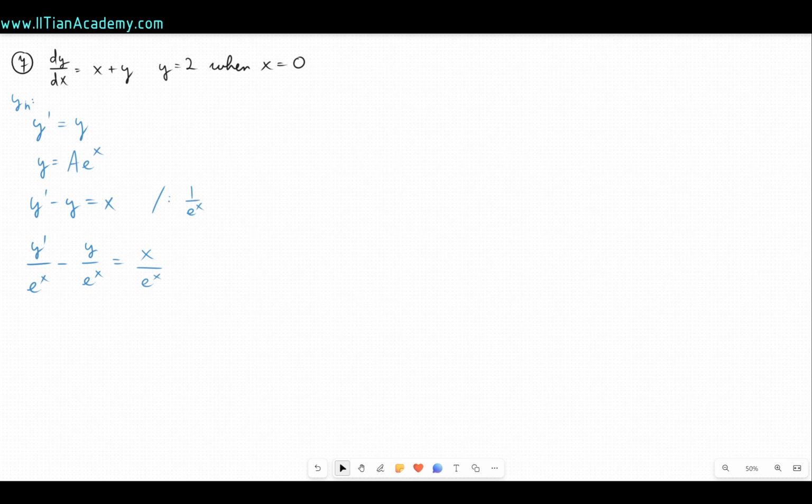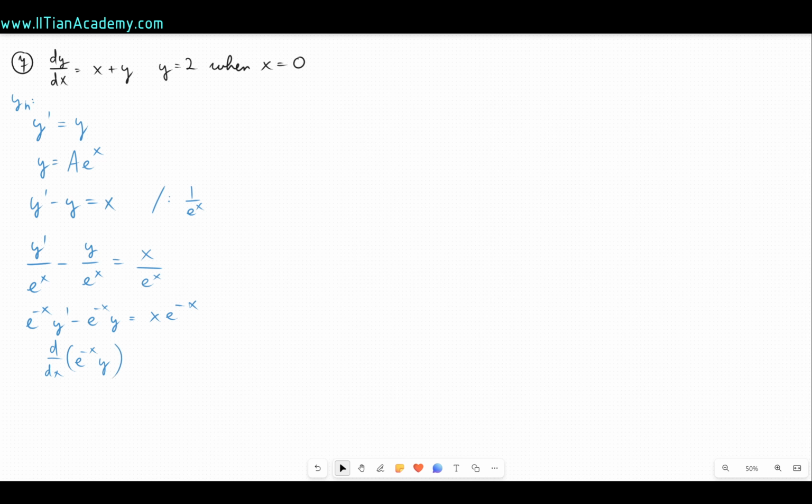So we can rewrite this. Maybe it looks better to have e to the minus x times y prime minus e to the minus x times y. This is equal to x times e to the minus x. So what we see on the left side here is that this is simply the derivative of e to the minus x times y. So we can write that this is the derivative of e to the minus x times y.